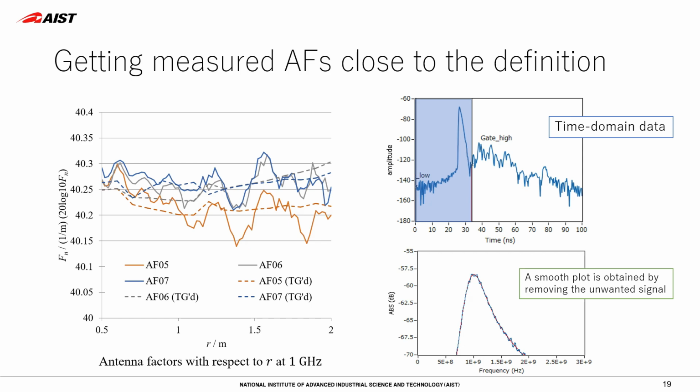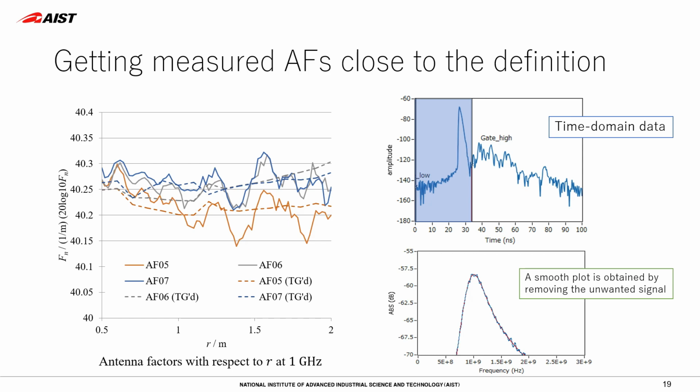By applying the time gate to the time domain site attenuation, direct signal arriving at the receiving antenna can be isolated. Then, transforming it back to the frequency domain, we get the smooth frequency domain data as shown in the figure right bottom.